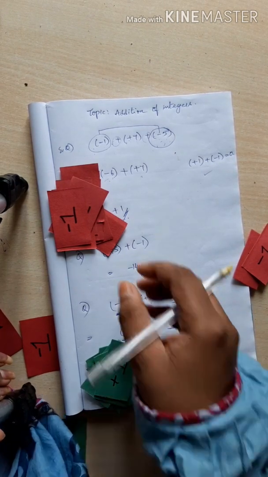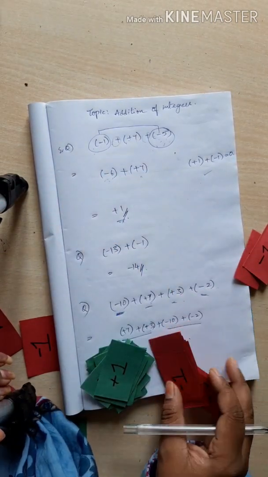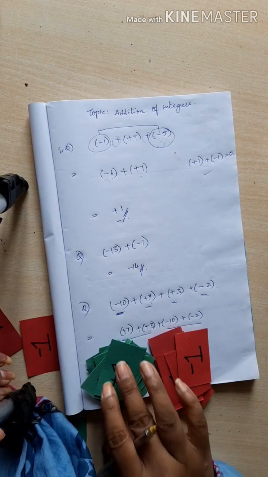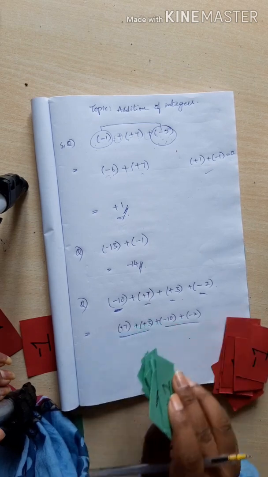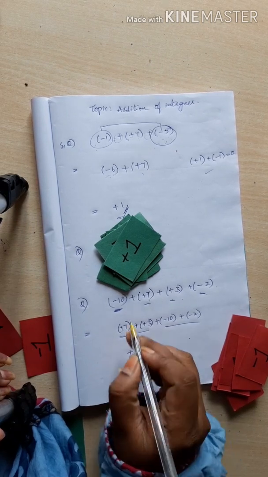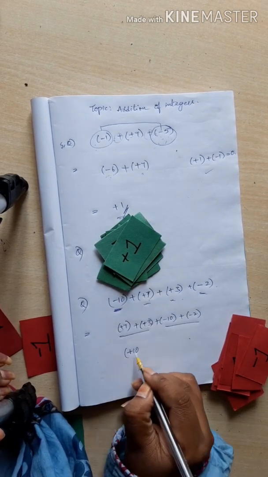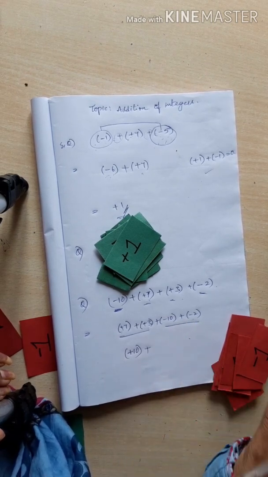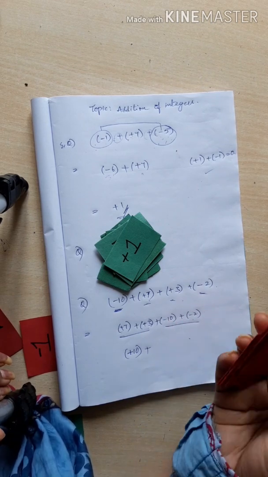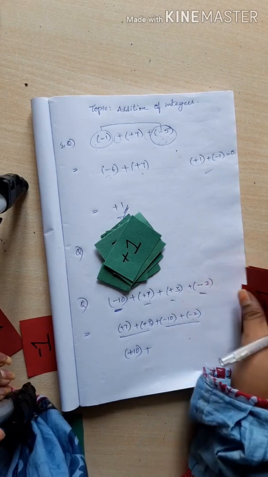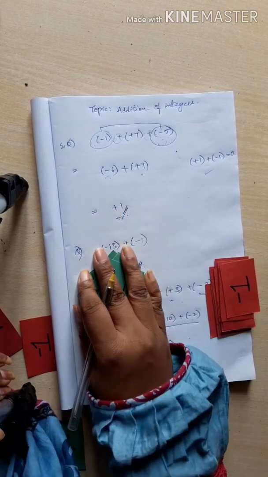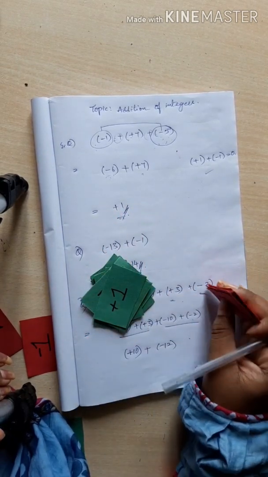Now -10 indicates 10 negative cards, 10 red cards. Minus 2 indicates 2 red cards. Both are red color, so I'm just adding. Now totally how many green cards are there? For 7 and 3, totally how many? 10. So I'm writing plus 10 because it is green. Now I'm adding these two numbers. 10 red cards I have taken, 2 red cards I have taken. 10 plus 2, how many red cards totally? 12. So red indicates minus, so what can I write here? Minus 12.